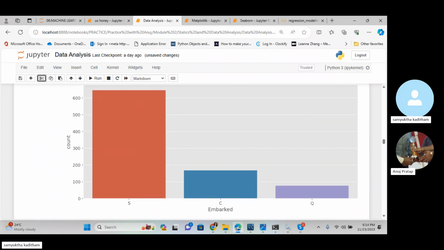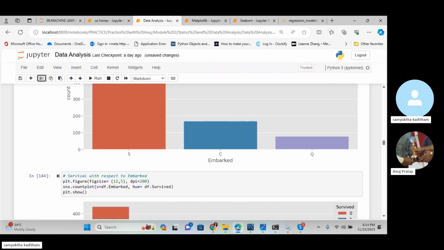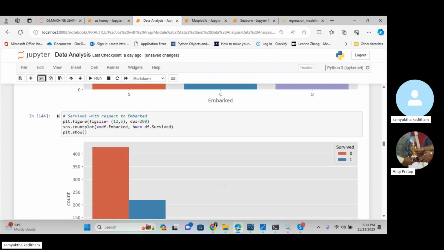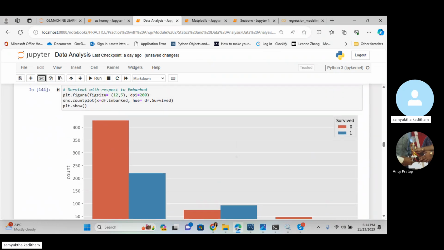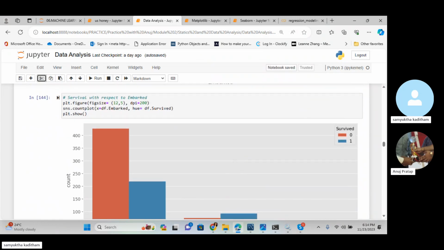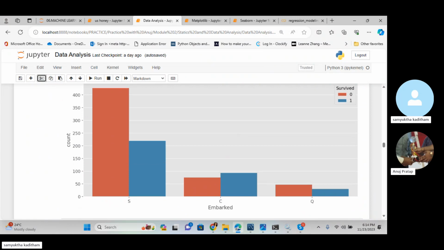There are three categories, S, C and Q, in the embarked column. Then we count and compare it with survived, using a count plot.